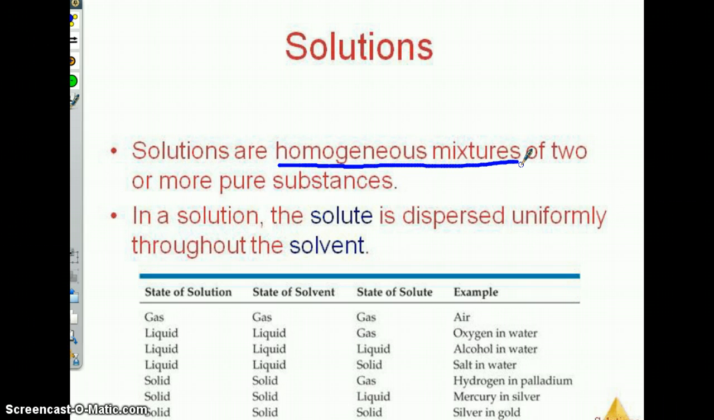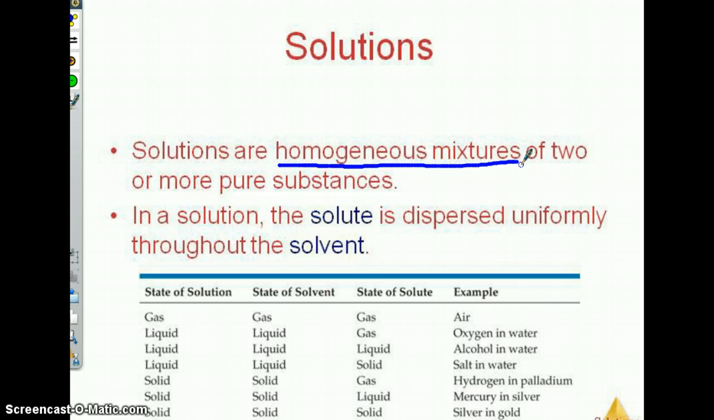Now, homogeneous means what? Everything's mixed thoroughly. You can see through it. The particles are fully dissolved throughout. You can't see all the different parts that are in there. So the phases are uniform throughout.